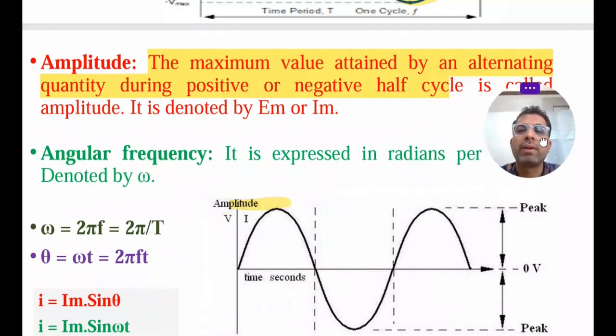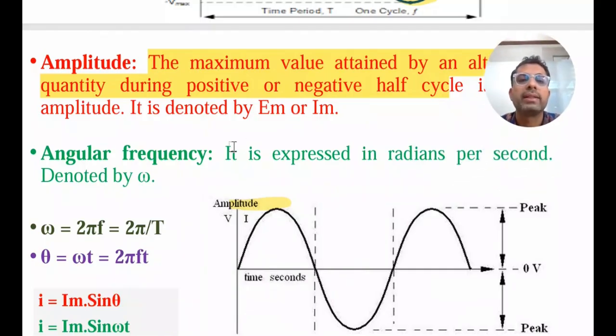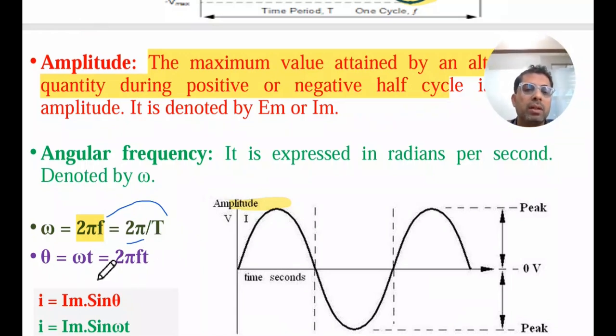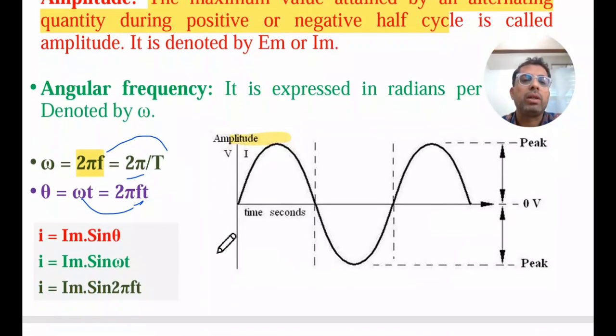What about angular frequency? Angular frequency is expressed in radians per second and is denoted by omega. Omega is equal to 2 pi f. F क्या है? 1 by T. So I can write omega as 2 pi divided by T. And theta is equal to omega t. W की value क्या है? मतलब we can write that it is 2 pi f into t.